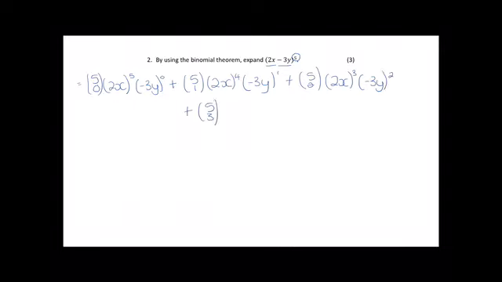This one's quite lengthy because it's to the 5. Remember, at each step you should be checking that your powers make sense. So for this one here, I've got a 2 and a 3, so that gives me 5, so I'm quite happy with that. 5 choose 4.